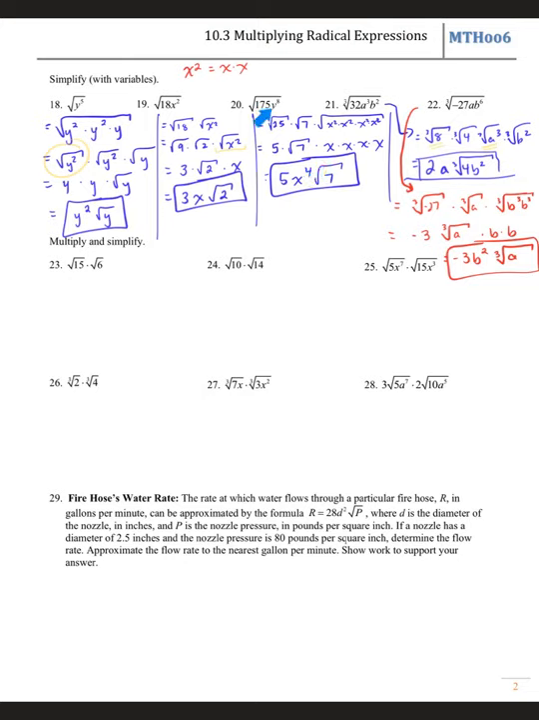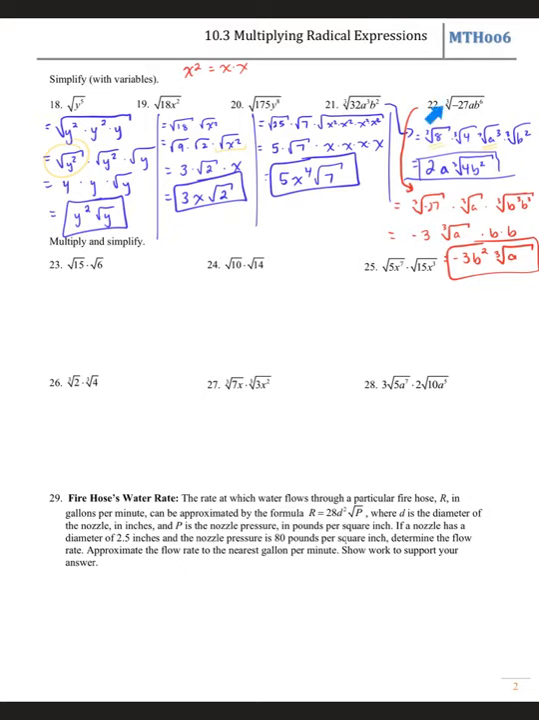So if this exponent is an even number on the variable, then there isn't going to be any left. Whereas over here, this y to the 5th, the 5 is odd, so there is one left. X squared is even, so there isn't any left inside the radical. Y to the 8th is even, there isn't any inside.